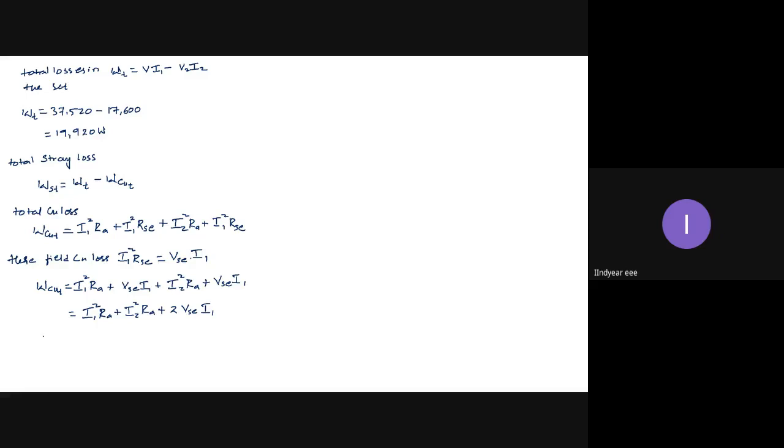Now substitute. Total copper losses equals 56 square into 0.3 plus 44 square into 0.3 plus 2 into 40 into 56.